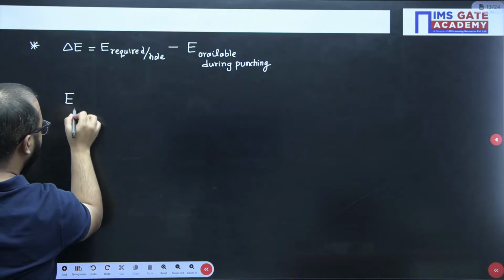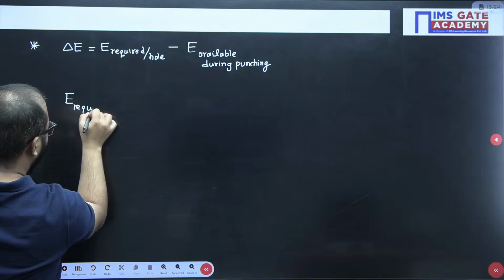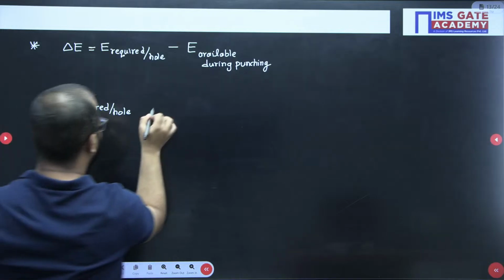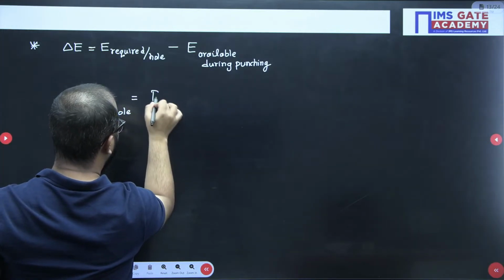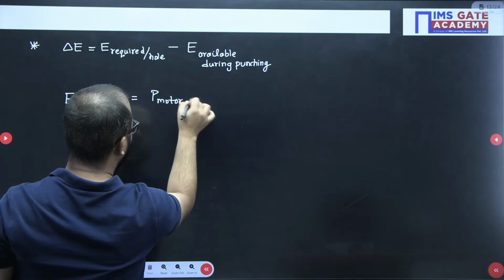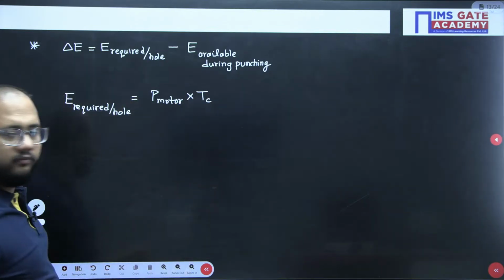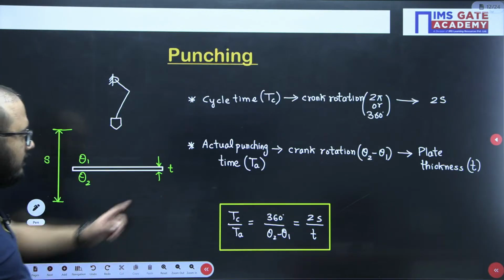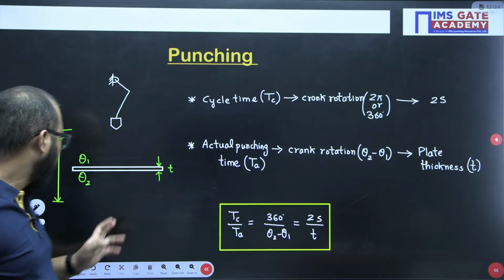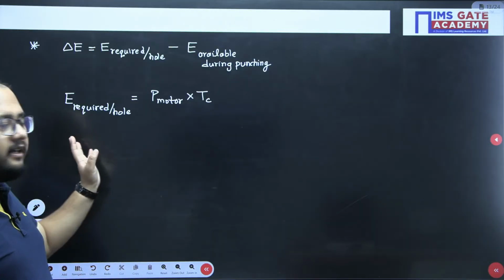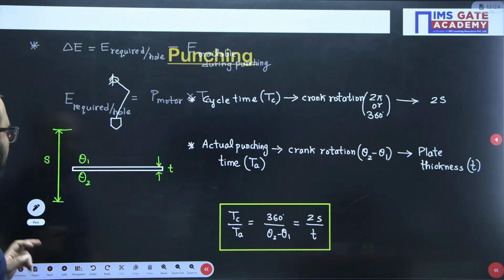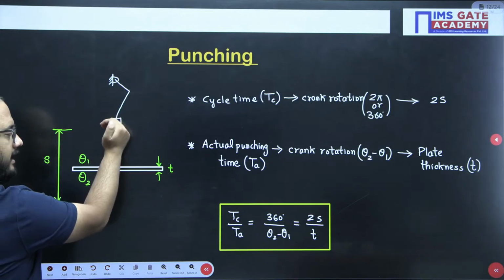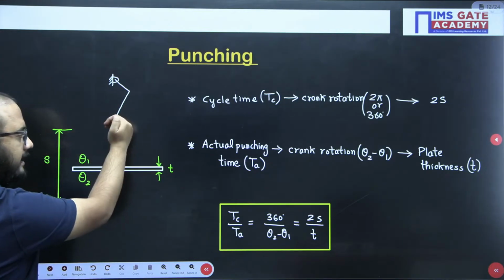Energy required per hole will be equal to power of motor multiplied by TC, the cycle time. During the cycle time, whatever total time is taken by the tool, if I multiply that time with the power of the motor, I will get the total energy that is required to cut or punch a hole. So please understand, the tool motion starts from this point and then reaches here, then again goes back. This is one cycle.